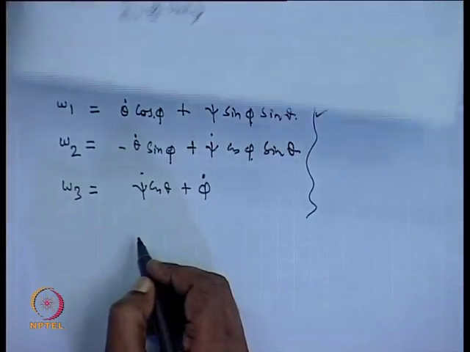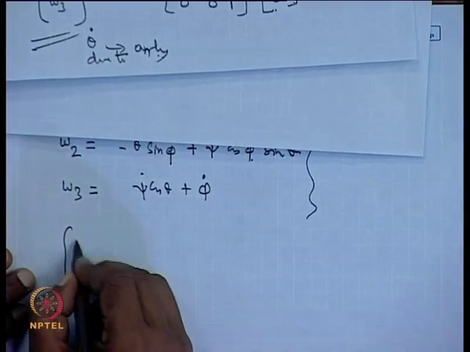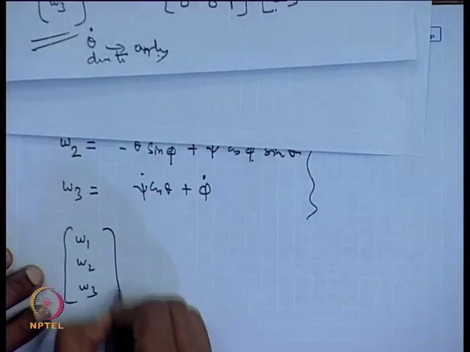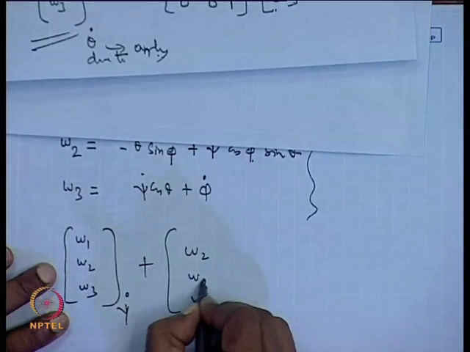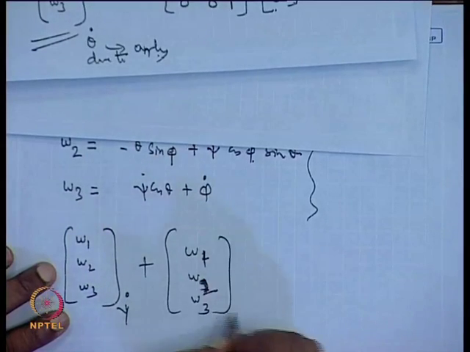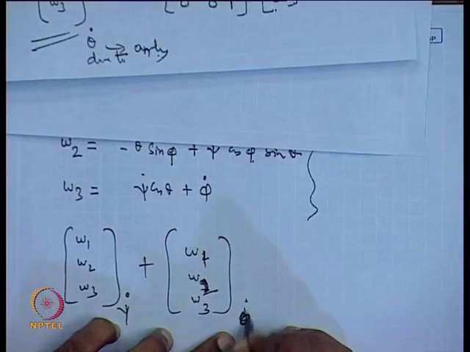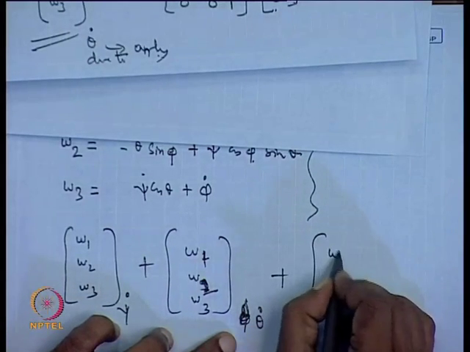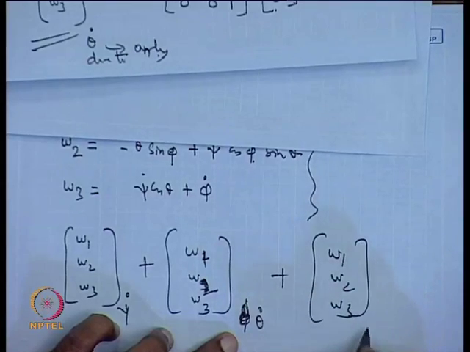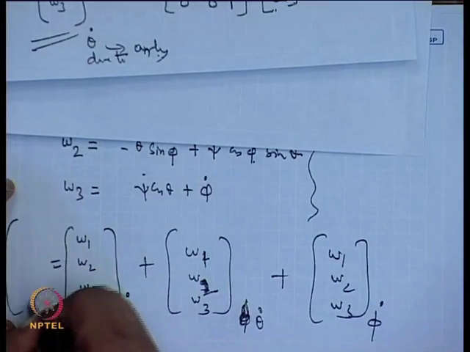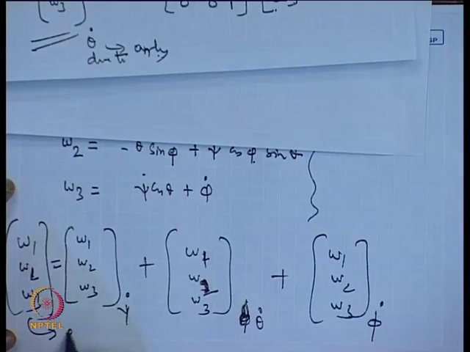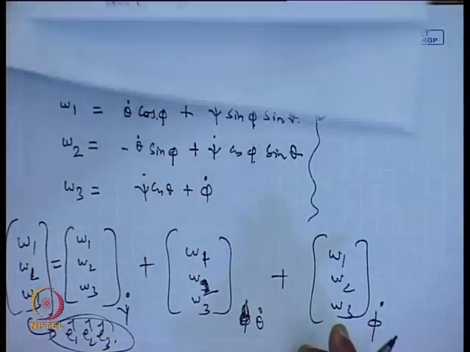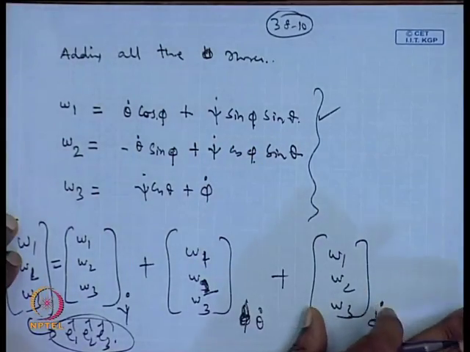So, what we have done in getting this, basically we added omega 1, omega 2, omega 3 due to psi dot only, plus omega 1, omega 2, omega 3 due to phi dot only, and omega 1, omega 2, omega 3 due to theta dot only, and this is giving you the final value of omega 1, omega 2, omega 3, which is oriented along the body axes E 1 cap, E 2 cap, E 3 cap. So, this gives you the final orientation.